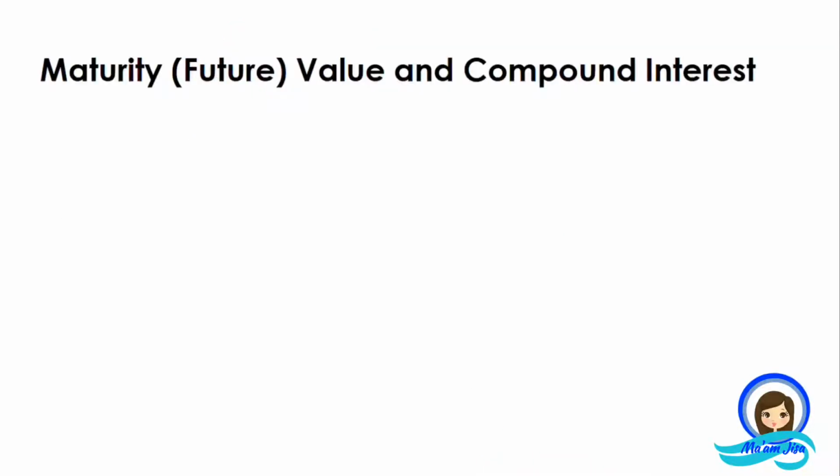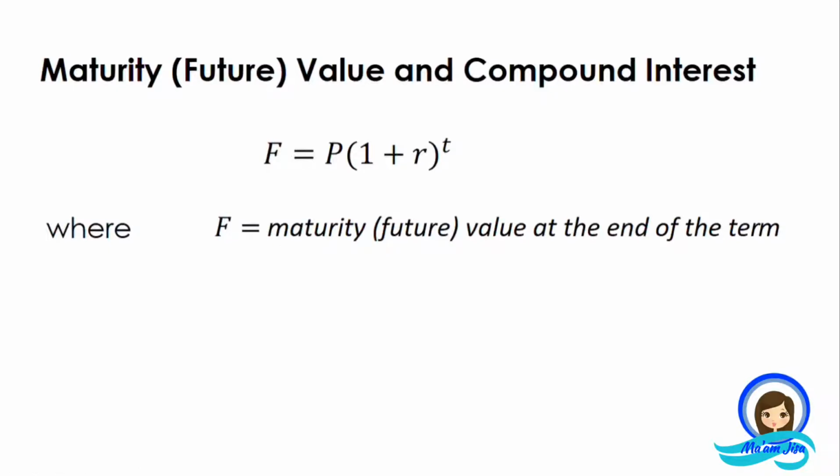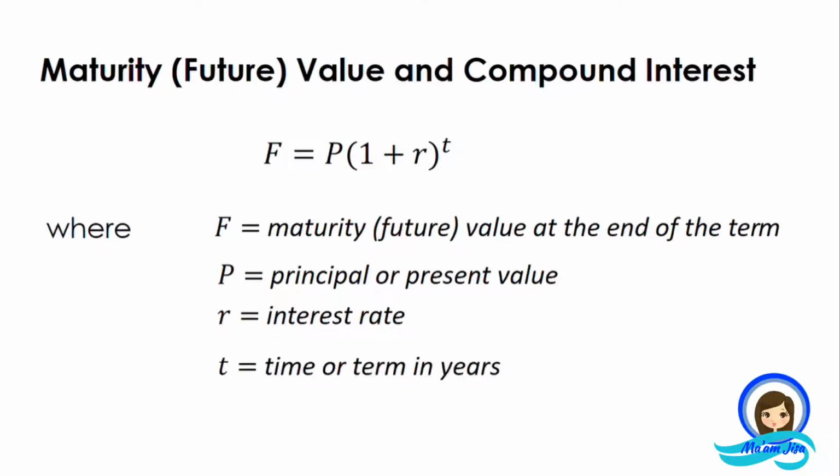Maturity value and compound interest. The formula in finding the future value in compound interest is this: F equals P times quantity 1 plus R raised to an exponent of T, where F is a maturity or future value at the end of the term, P is a principal or present value, R is the interest rate, and T is a time or term in years. In simple interest, rate is multiplied with the term or time. But for compound interest, the term is raised as an exponent. Please do not interchange because it will yield different result.